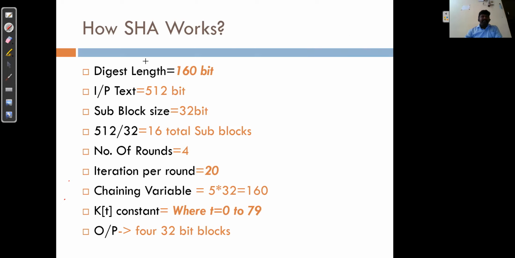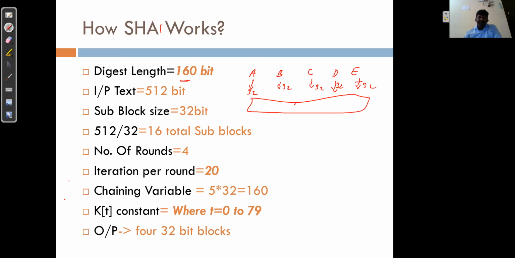So here, when you talk about the SHA algorithm, the parameters which I'm explaining are with respect to the SHA1 algorithm. Here it is 160 bit. So how many registers do we need? We need 5 registers: A, B, C, D, E. Each will store a 32 bit value. So the total becomes 160 bit initial values, the initial vector value.